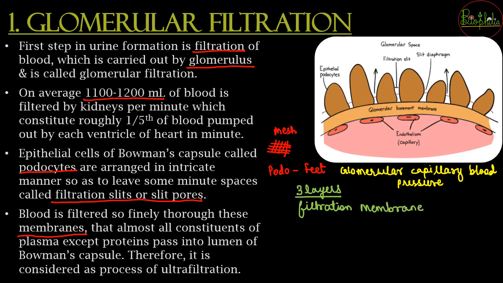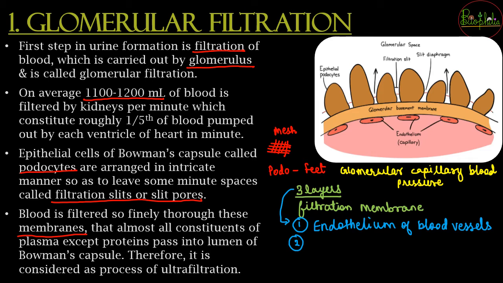So it is called the filtration membrane. Now what are these three layers? The first layer is going to be of the endothelium. And endothelium of what? It is the endothelium of the blood vessels. So the capillaries, the tuft of capillaries in the glomerulus, are going to have endothelium. That forms one layer.